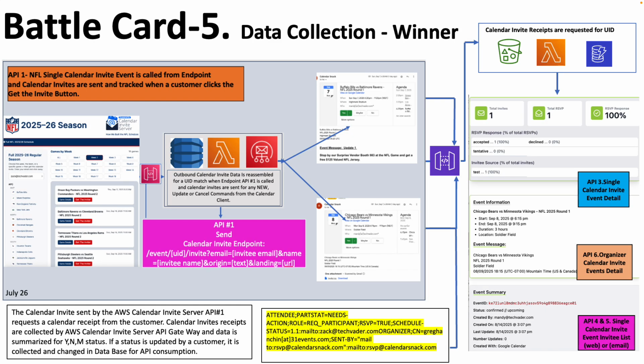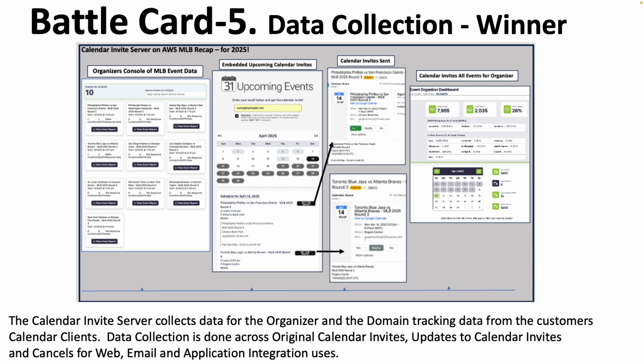We collect that data. I showed you this in a previous slide. We're collecting the high fidelity data back from each calendar sent. Each calendar invite has a receipt collector on it. The receipt collector requests the information from the end user's calendar client, and that data is sent back to the console. So the clear winner at all times is the calendar invite server.